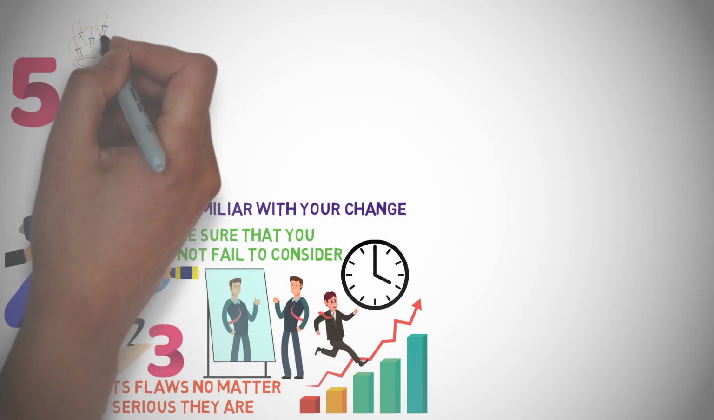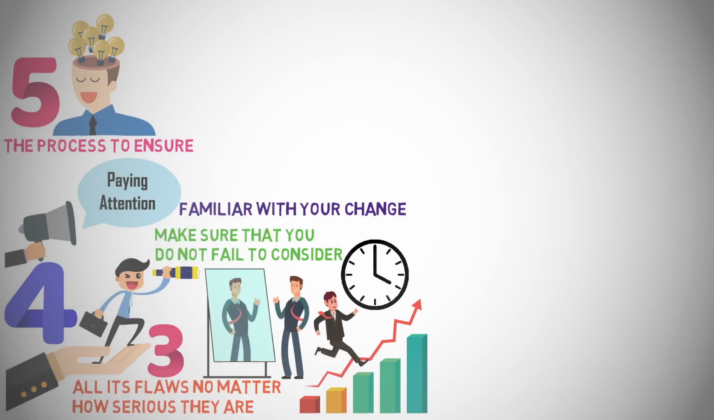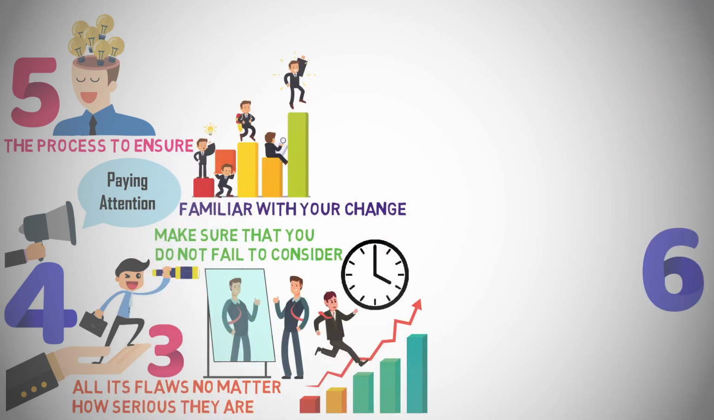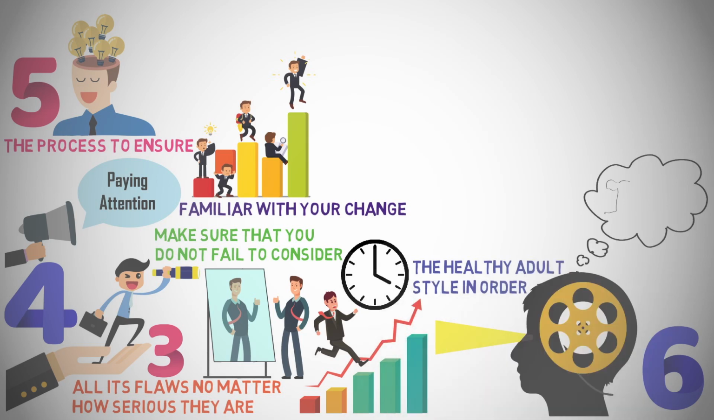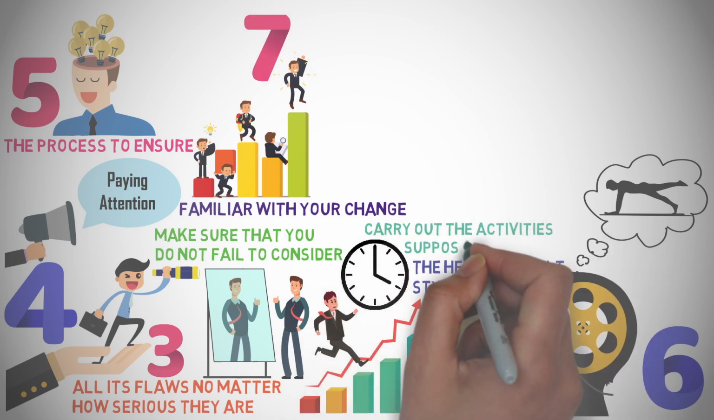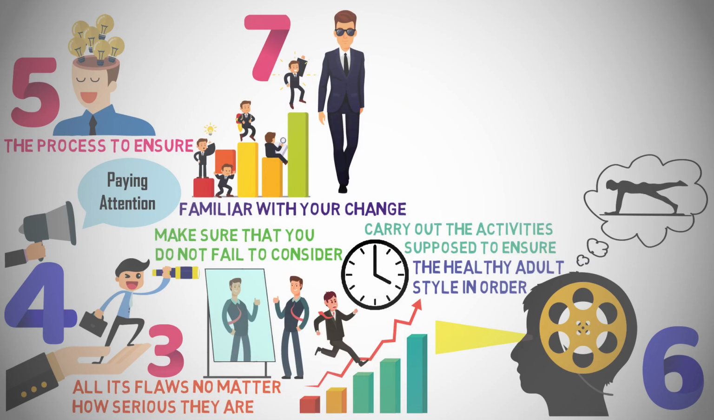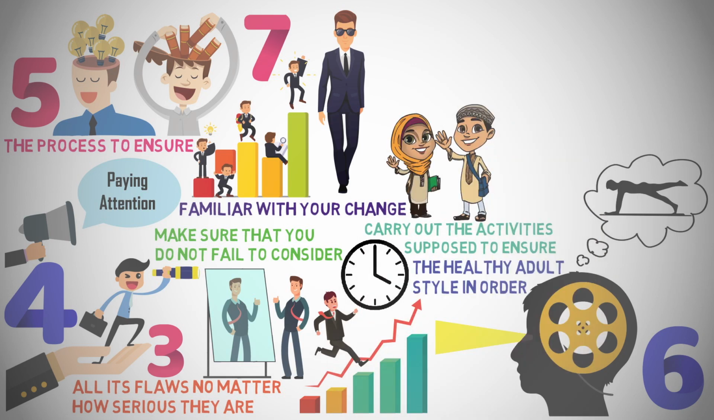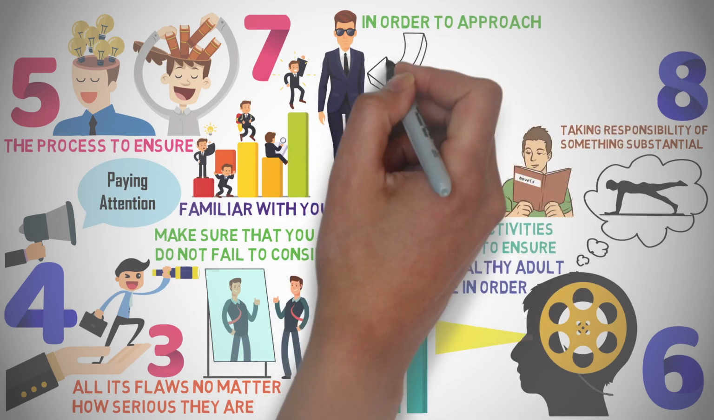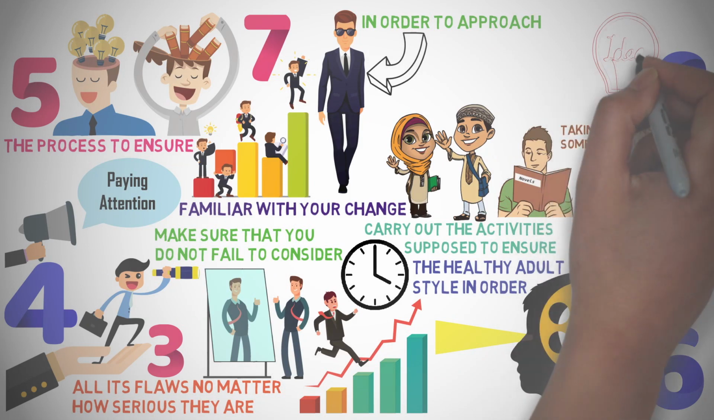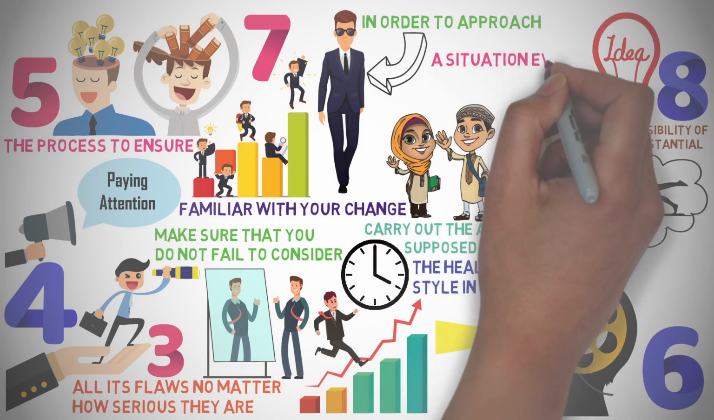5. Have a concrete idea of your target and the process to ensure your achievements in a realistic manner. 6. Visualize yourself in the healthy adult style in order to get through imagery exercises to get familiar with it. 7. Carry out the activities supposed to ensure your healthy adult mode on a regular basis for effective outcomes, like learning something new, having a chat with a good friend, taking responsibility of something substantial, reading a book, etc. 8. In order to approach the healthy adult mode, it is sometimes a good idea to try and experiment with your behavior in a situation even if you don't want to.